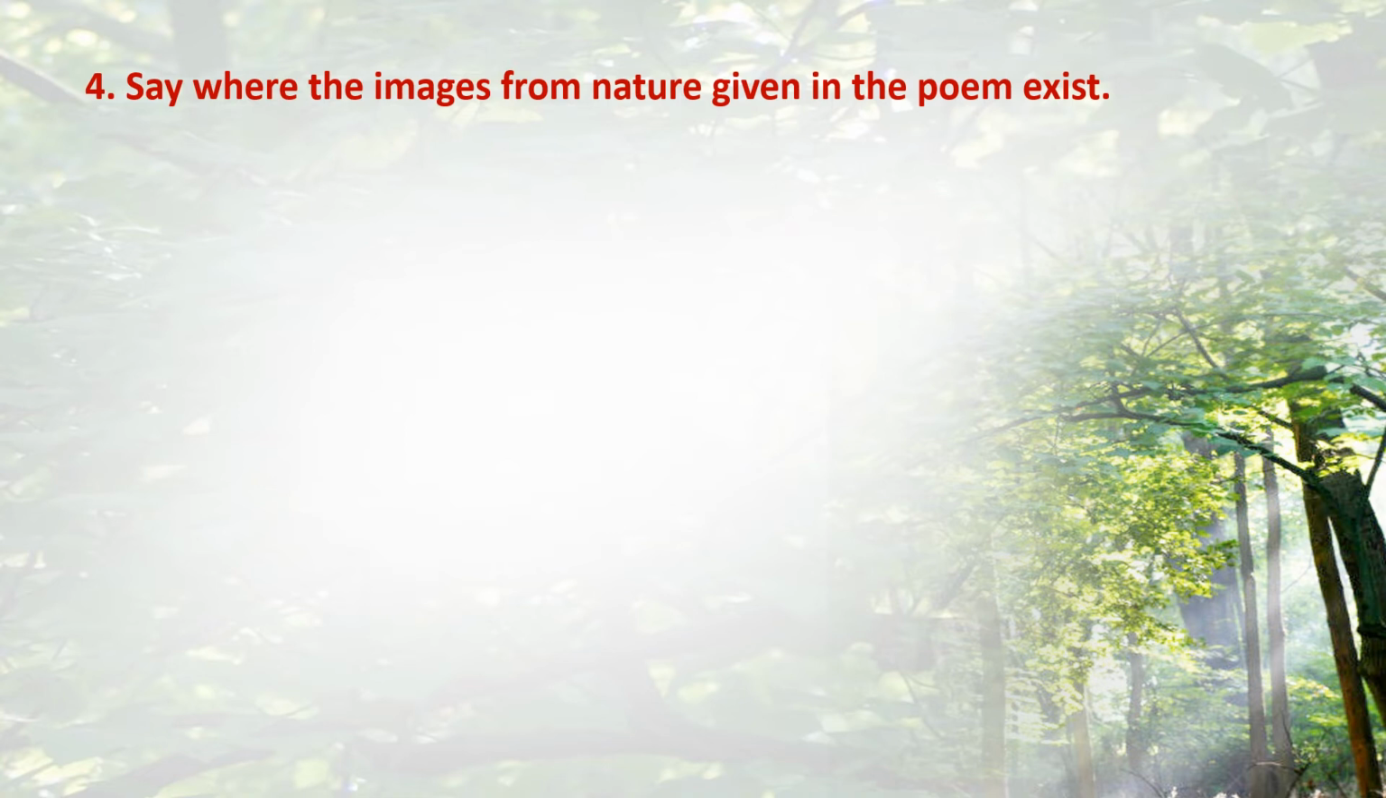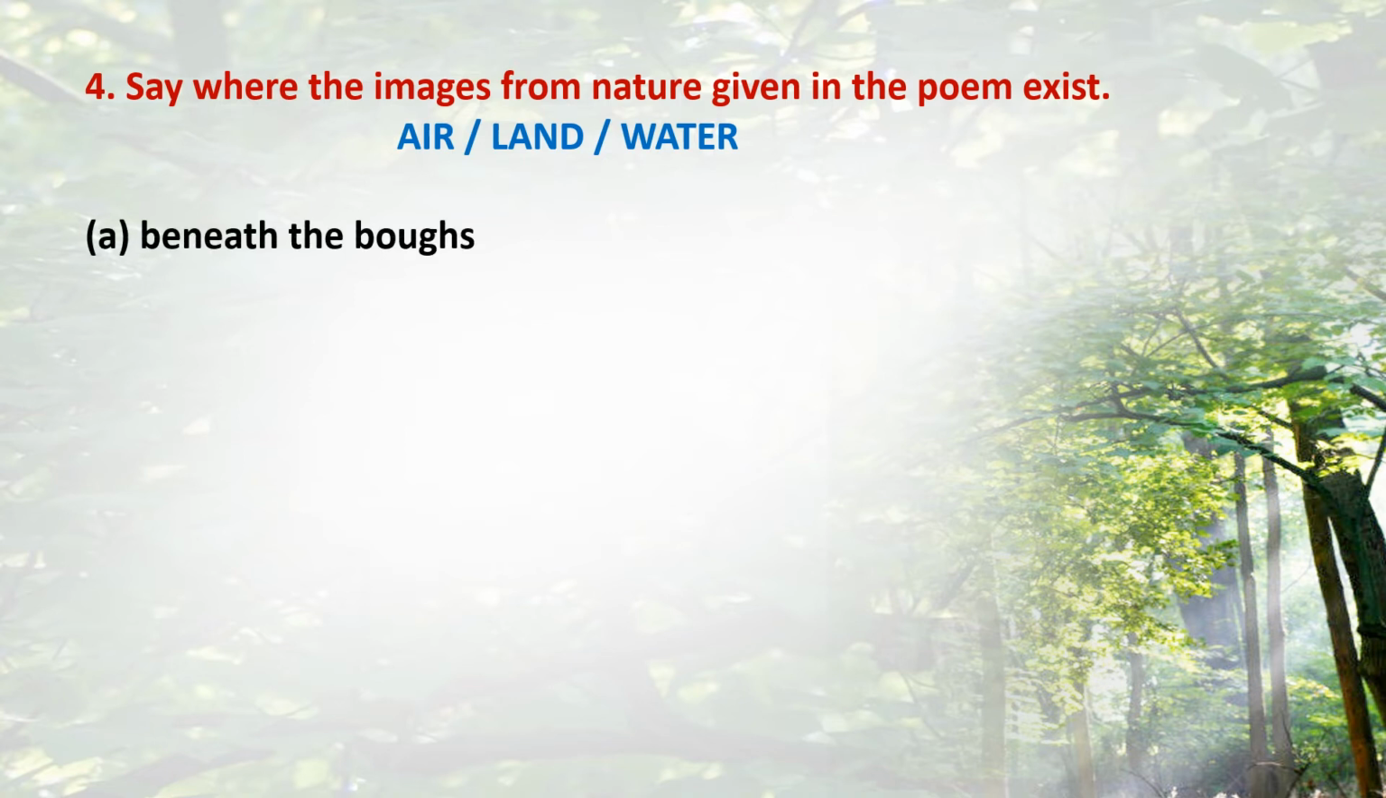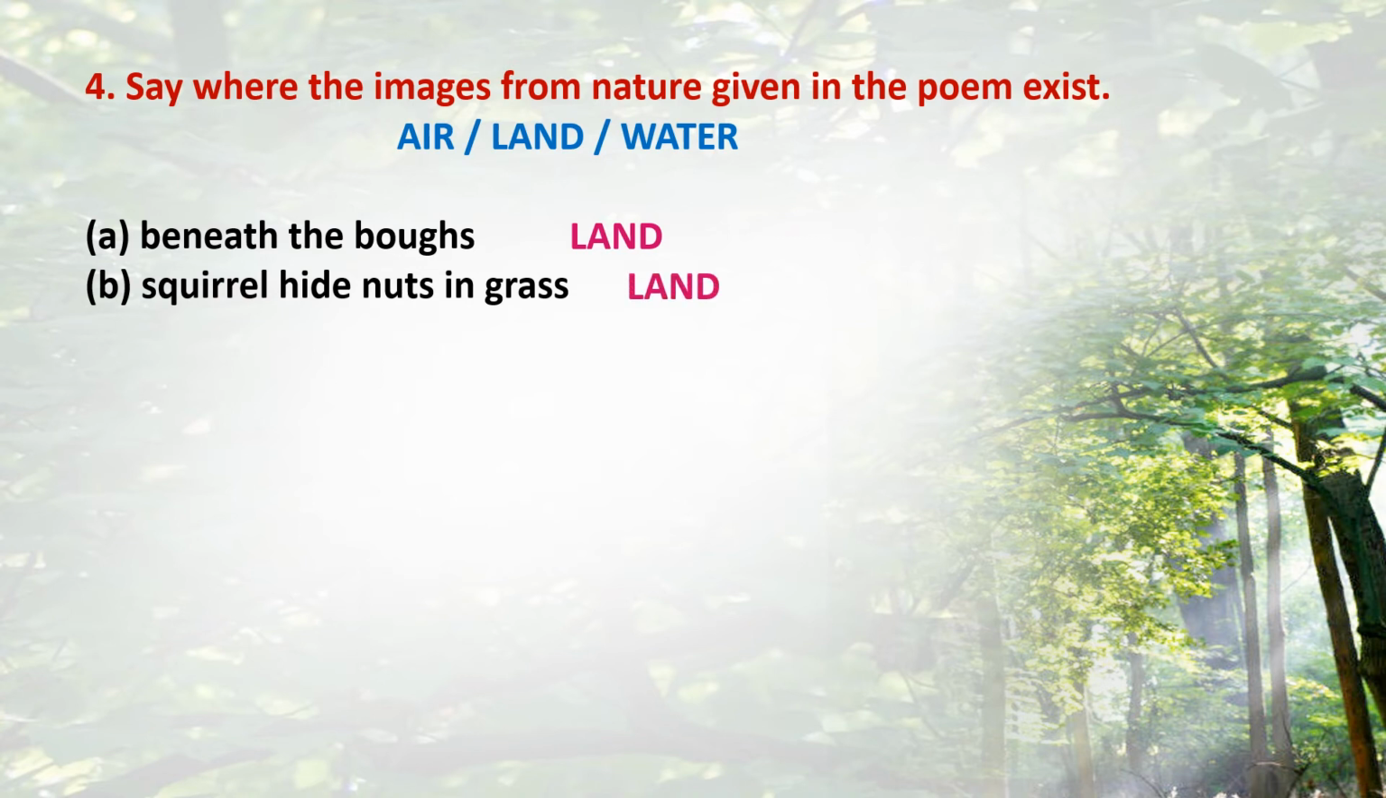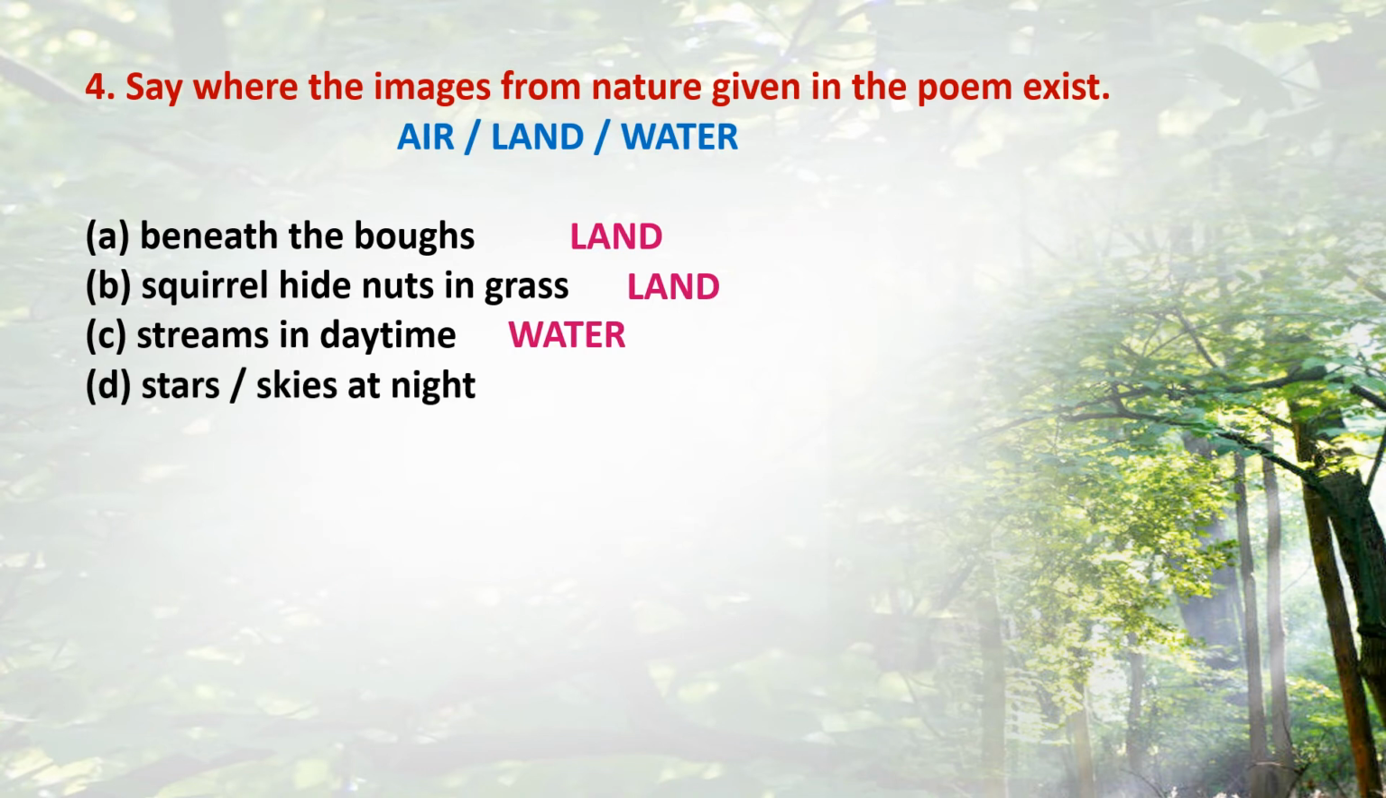Next question. Say whether images from nature given in the poem exist on land, in water, or in air. Beneath the boughs or beneath the branches, we are talking about land. Squirrels hide nuts in grass, also land. Streams in daytime. Streams are little bodies of water, so obviously it is in water. And stars in skies at night, that is in air.